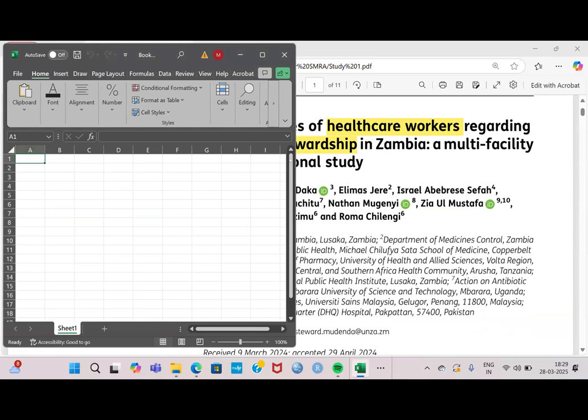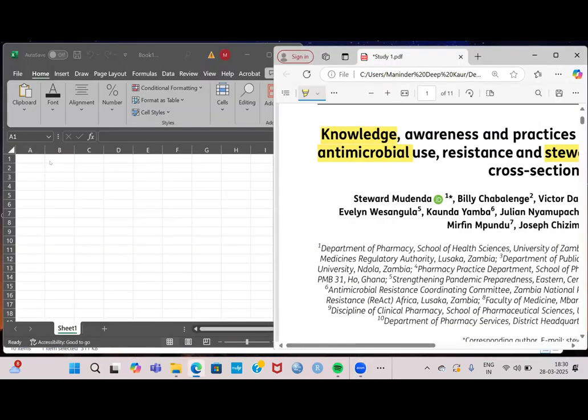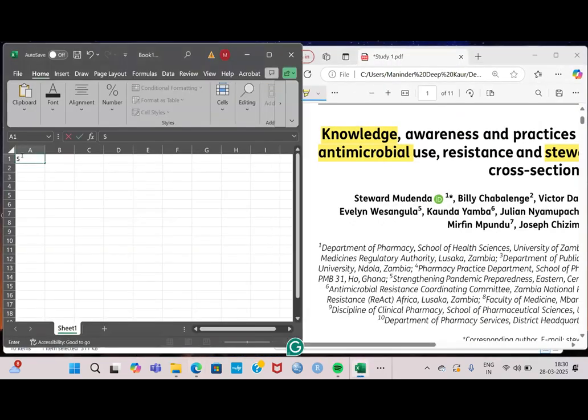So let's make a table. Is this visible to you, Ashok sir? Yes, ma'am. It's visible. Okay, thank you, sir. So first we will type the serial number, then we'll go for the author names and the year of publication. Suppose this is study number 1. The author name is Stephen Mundella. So I will take the surname of the first author, that is Mundella S., according to the Vancouver style.